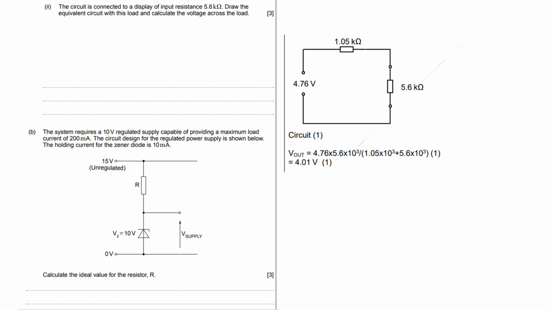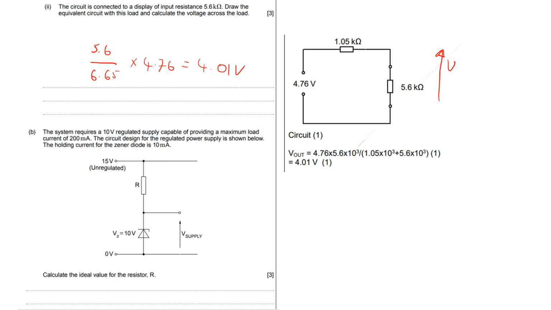So how I would find the voltage across the load, which is obviously the voltage there, I would probably just go for ratios, to be honest with you. So 5.6 over the total, which is 6.65, times your 4.76. That's how I would do that. They've done a different way, but I think I'd be tempted to just do what I've done there.